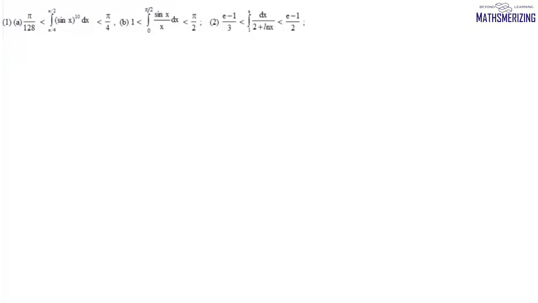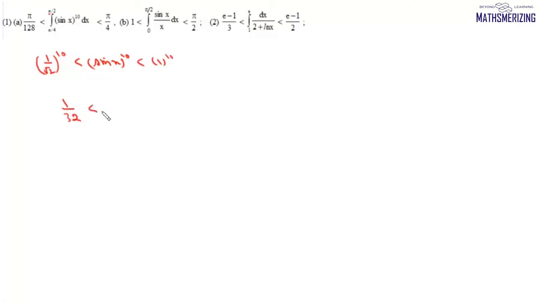Now let us take another question, which is, we need to prove that this integral of sin x to the power 10 dx from pi by 4 to pi by 2 will lie between pi upon 128 and pi by 4. Now we look at this function, which is sin x to the power 10. We know that sin x is an increasing function. So the minimum value of this function will lie at pi by 4. So it will be sin pi by 4 to the power 10, and sin pi by 4 is nothing but 1 by root 2. So it will be greater than (1 by root 2) to the power 10, and it will be less than the value at the upper end of the interval, which is pi by 2, which is 1 to the power 10.